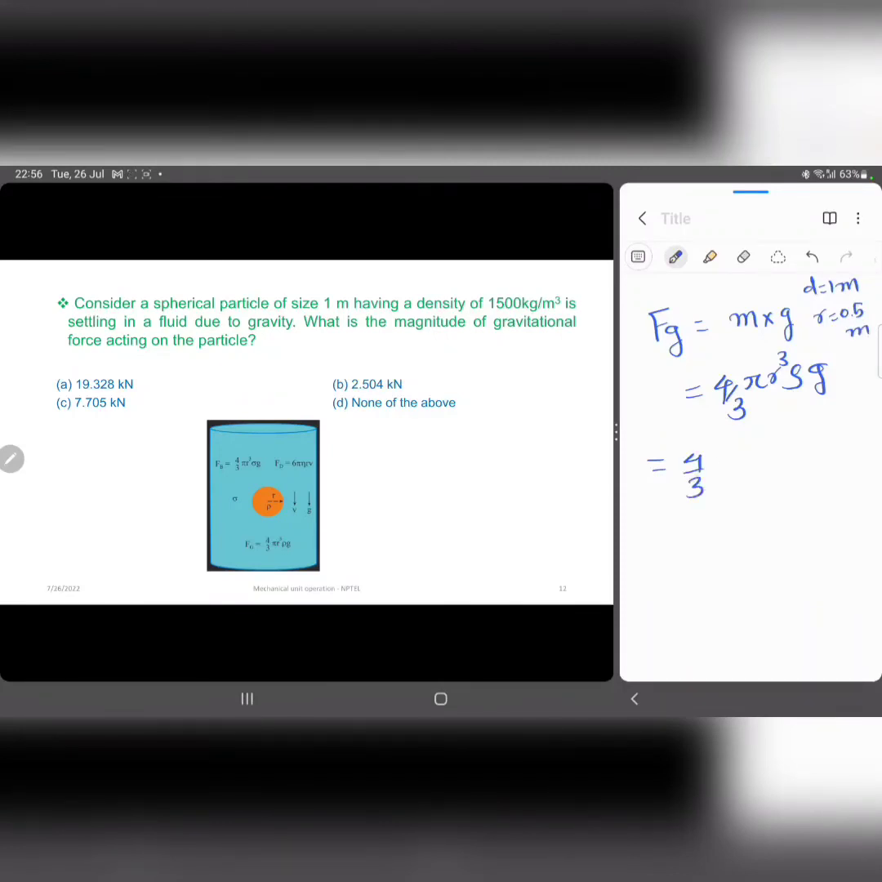Now if we substitute all the values, 4/3 pi into 0.5 meter cube, into 1500 kilogram per meter cube, into g which is 9.81. If you solve this, at the end you will get 7.705 kilonewton. You can check that it is there in the answers. Okay, so this is how you solve these different simple kinds of examples. So the answer is C, 7.705 kilonewton.